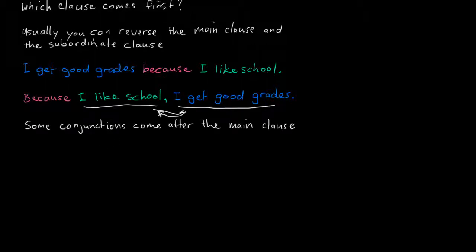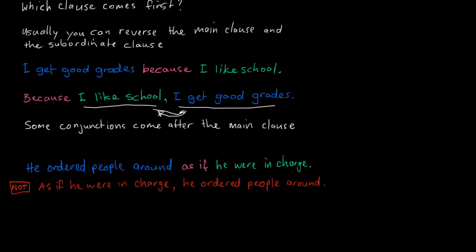And finally, there is the situation where some conjunctions can come after the main clause. So here you would have the main clause and then the conjunction following. Here the conjunction placement was optional, but with this particular example, it's not. So when we use "as if": he ordered people around as if he were in charge. This is possible. This one in red, which I won't read, is not possible because here you have your main clause and "as if" needs to follow.